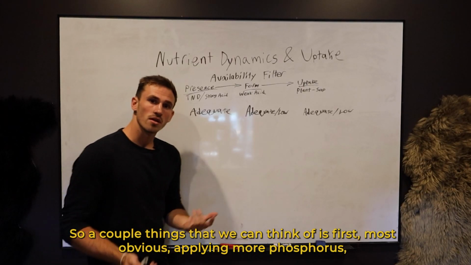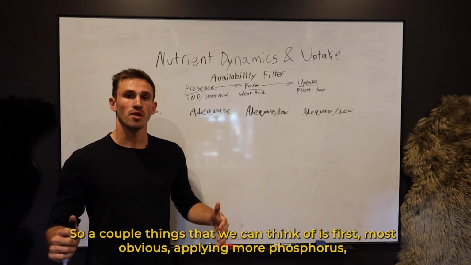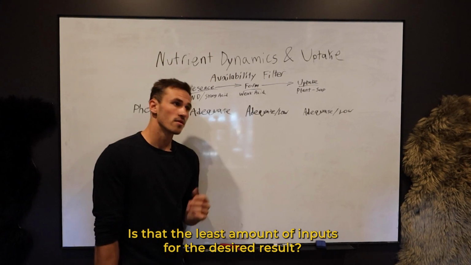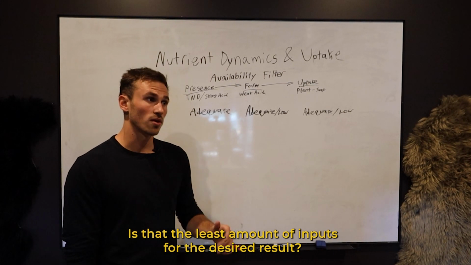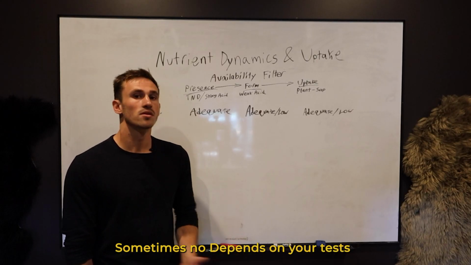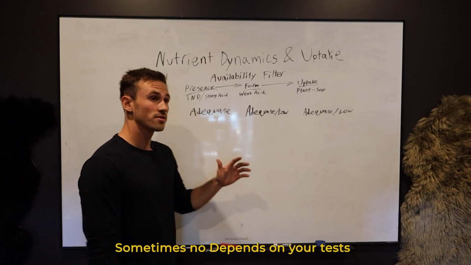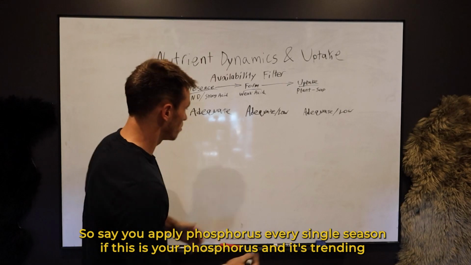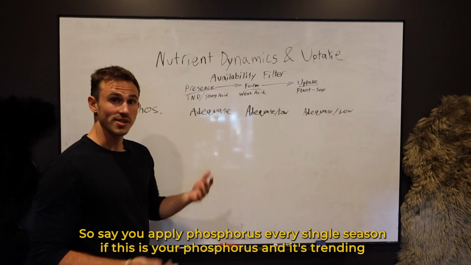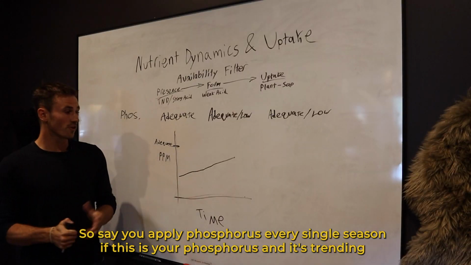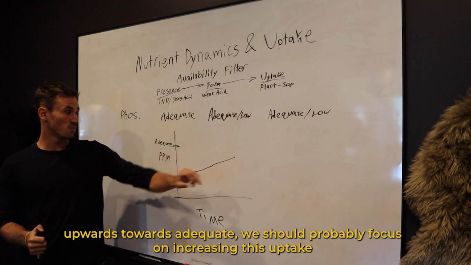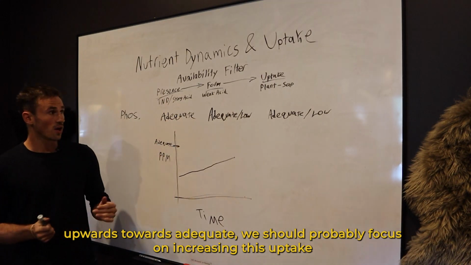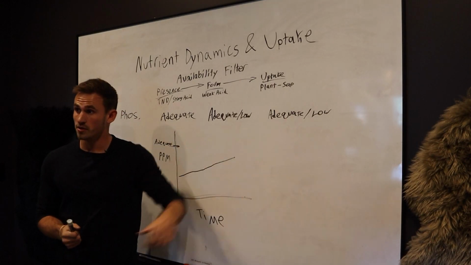So a couple of things we can think of: first, most obvious, applying more phosphorus, right? Is that the least amount of inputs for the desired result? Sometimes yes, sometimes no. It depends on your tests, and it depends on the trending of your tests, right? So say you apply phosphorus every single season. If this is your phosphorus and it's trending upwards towards adequate, we should probably focus on increasing this uptake, right?